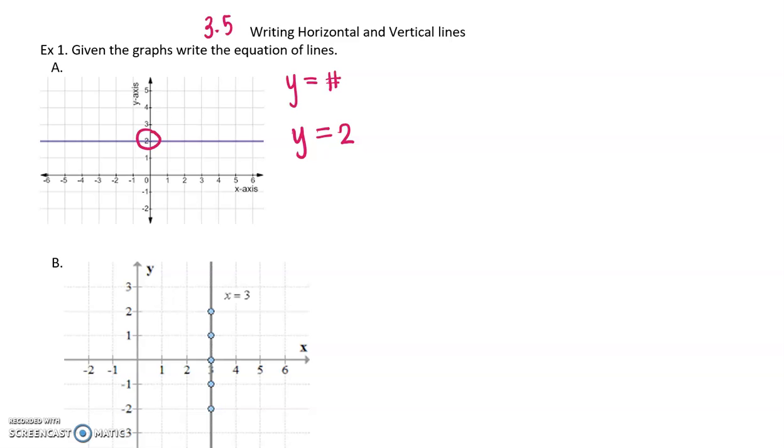Then in this next one, we have a vertical line, so it's x equals a number, and it's the same thing, it's whatever number it goes through, so it's going to be x equals 3, and those would be my answers.